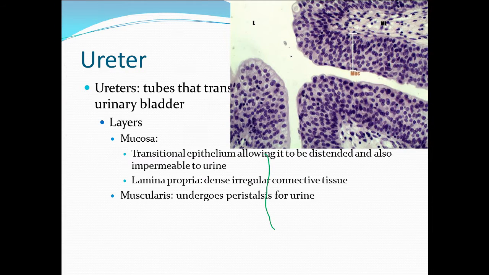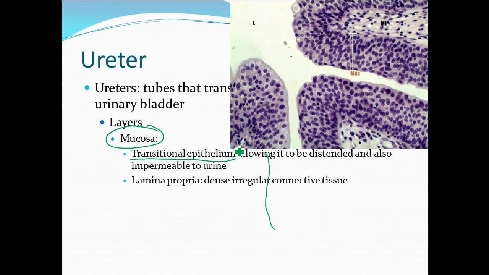Okay, there are different layers. There's the mucosa layer, which is made up of transitional epithelium. Do you guys remember transitional epithelium back in Unit 1? So why is it called transitional? Because it can change its shape depending on whether it's filled or distended. If it's filled with urine, then it's going to distend and become flattened out. If it's not, it becomes rounder in shape. And it's impermeable to urine. Okay.